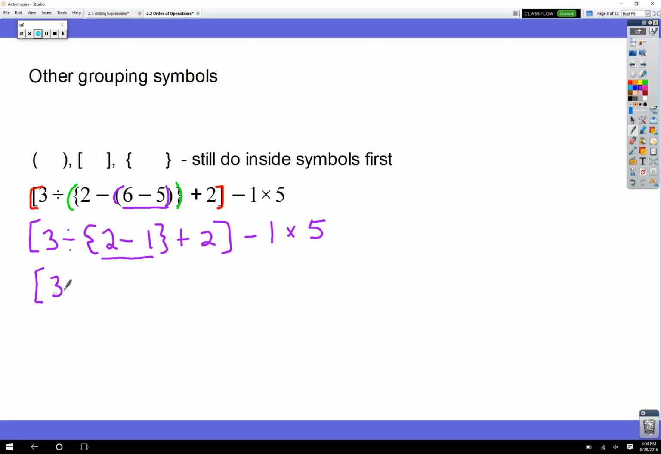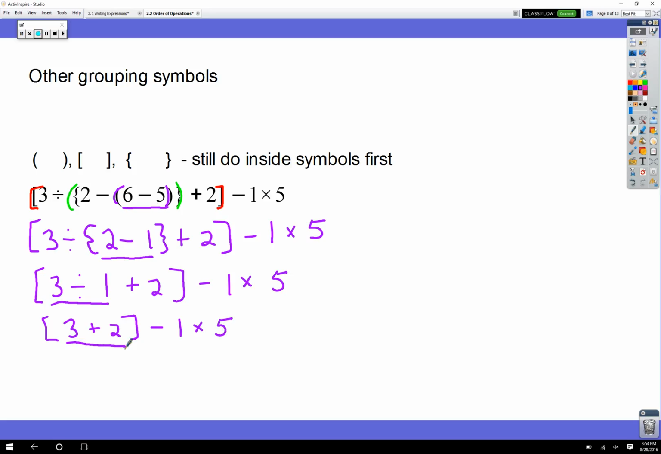So I'm going to do 3 divided by 2 minus 1 is 1, plus 2 minus 1 times 5. Now I have one more parenthesis left to deal with, but inside the parenthesis I have two operations. I have division and I have addition. So remember that we do multiplication and division from left to right, so I'm just going to do the division this time. 3 divided by 1 is 3, plus 2, minus 1 times 5.